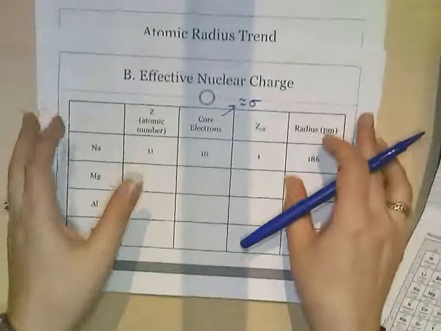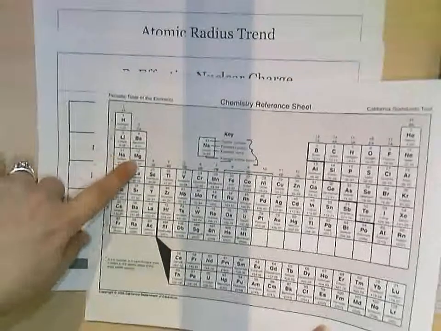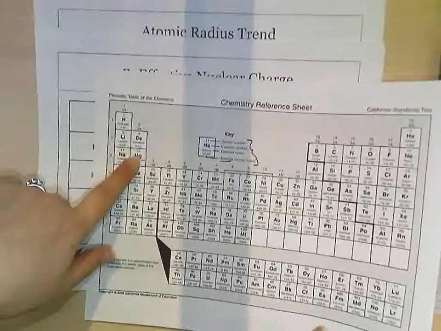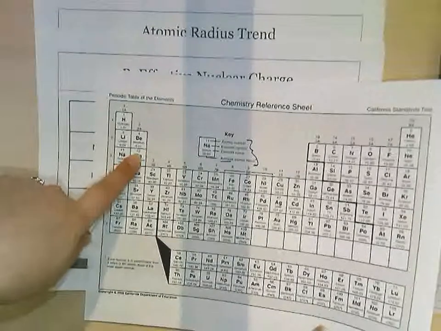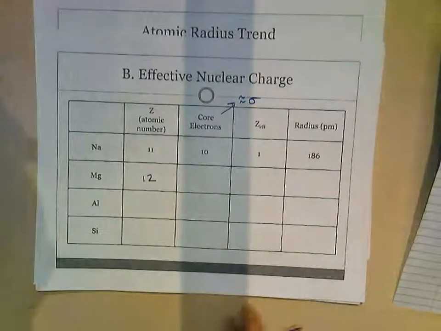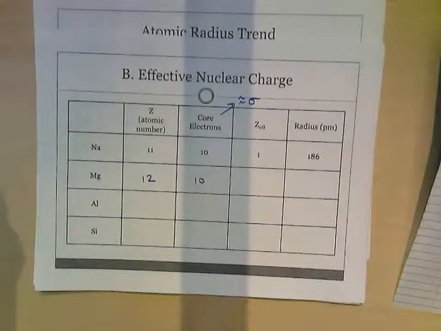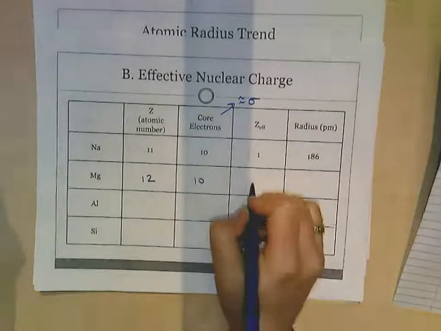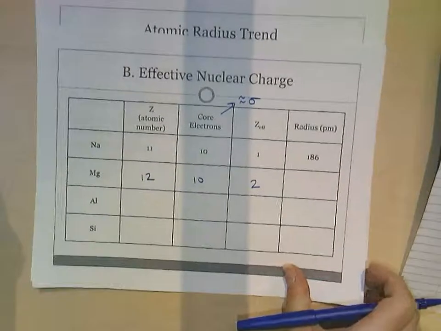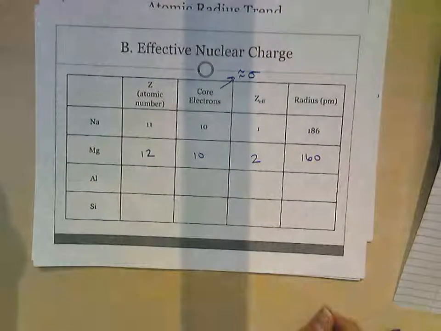All right, so then let's take a look at magnesium. Magnesium is 1 over from sodium, so it has number 12. How many core electrons would magnesium then have? Still 10. So now what is the Z effective? All right, then I would look this up, and the radius happens to be 160. So far so good. Z effective increases, radius decreases.